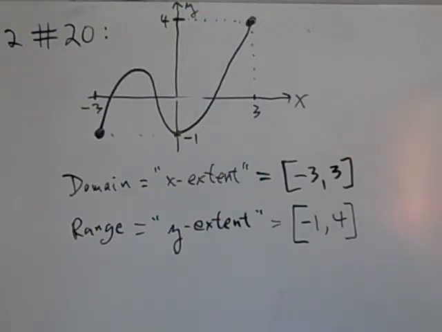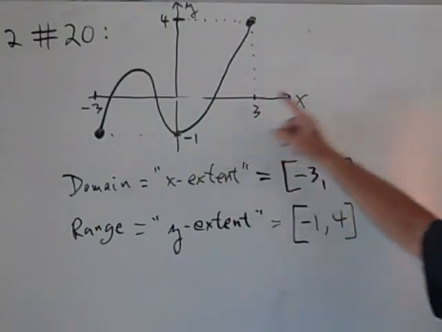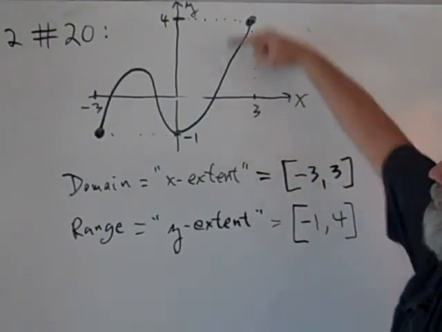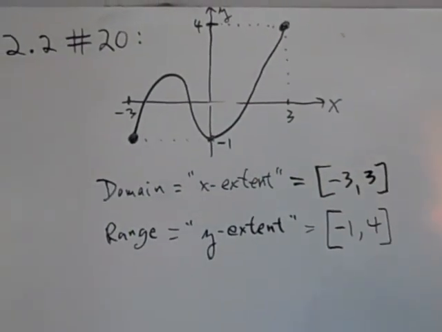So yes, this is a function's graph because it passes the vertical line test. Its domain extends from -3 to 3 in the x direction and -1 to 4 in the y direction. So there we have it.